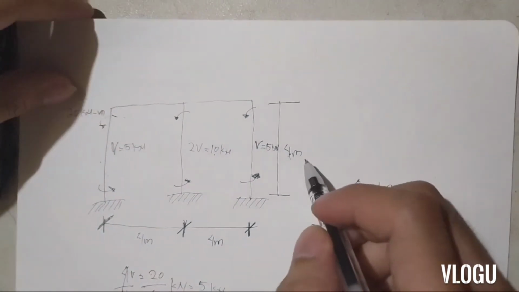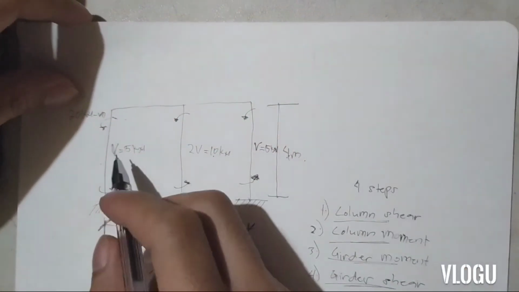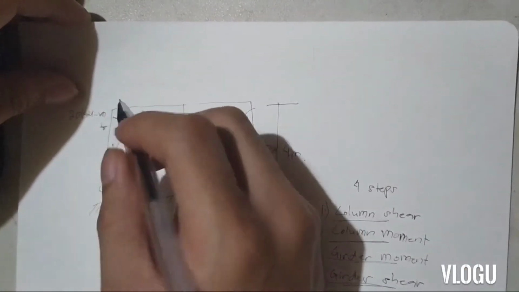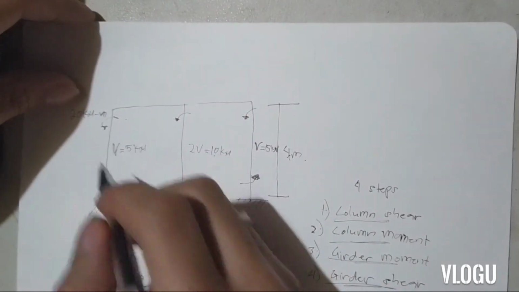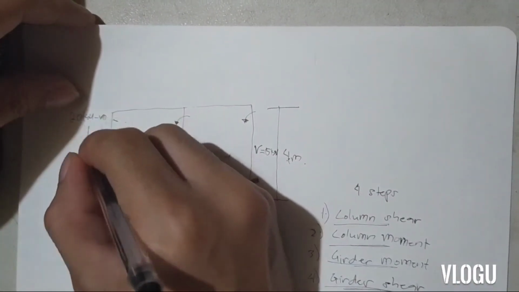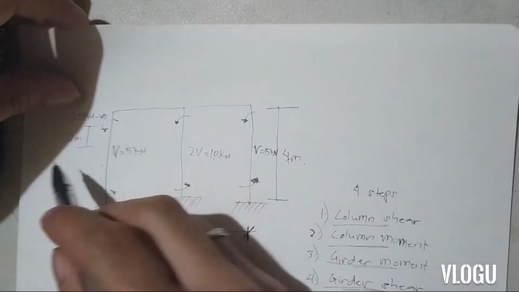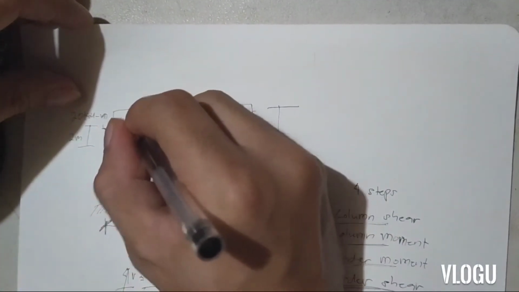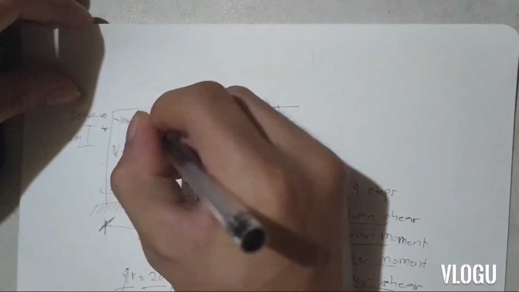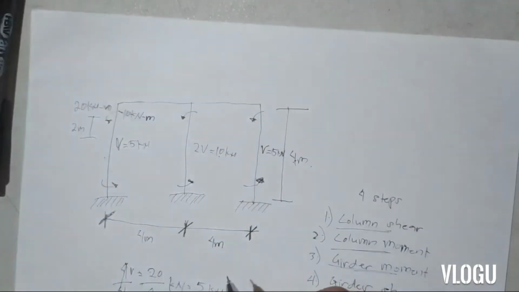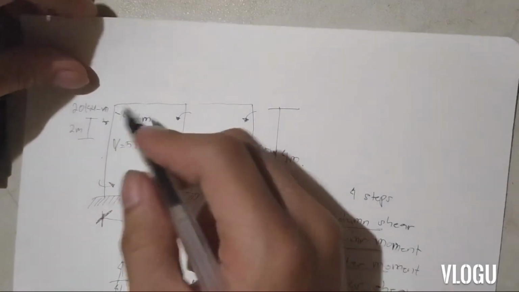So, this is 4 meters. Ang kukunin lang natin is yung kalate para makuha natin yung value ng rotation. So, this is 4 meters. Kukunin natin kalate. Gagawin natin 2 meters. So, 5 times 2 is 10 kilonewton meter. Dahil 10 kilonewton meter siya kasi moment.